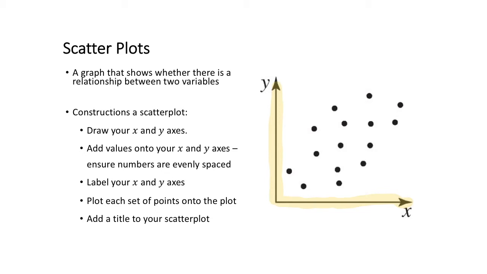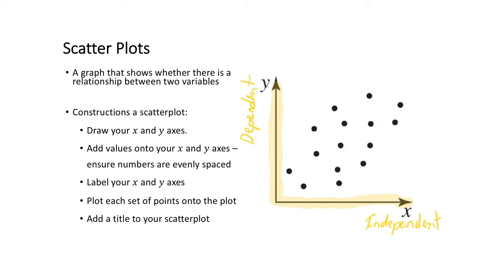When we are labeling and adding values onto our axes, when we're doing a scatterplot, it's important that we have our variables in the correct location. So our independent variable is going to be down the bottom, and our dependent variable is going to be along the side. So independent on x, dependent on y. It's important that those variables are in the correct locations.